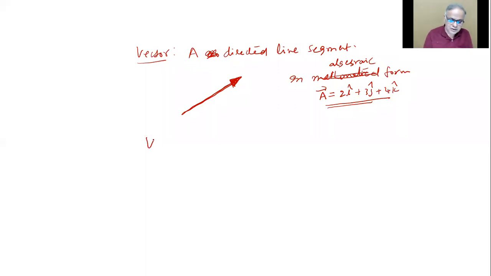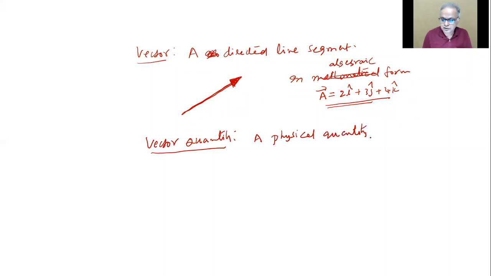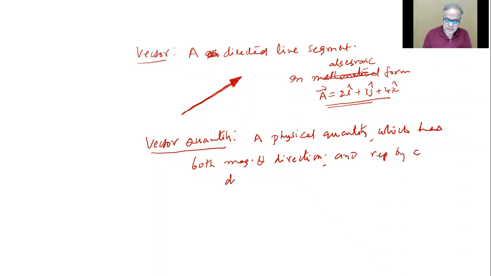But here, vector quantity means a physical quantity which has both magnitude and direction, I'll go in your words only, and represented by a directed line segment is a vector quantity.